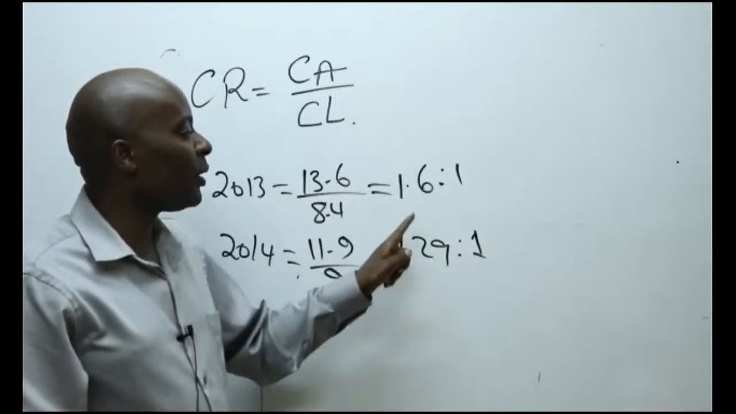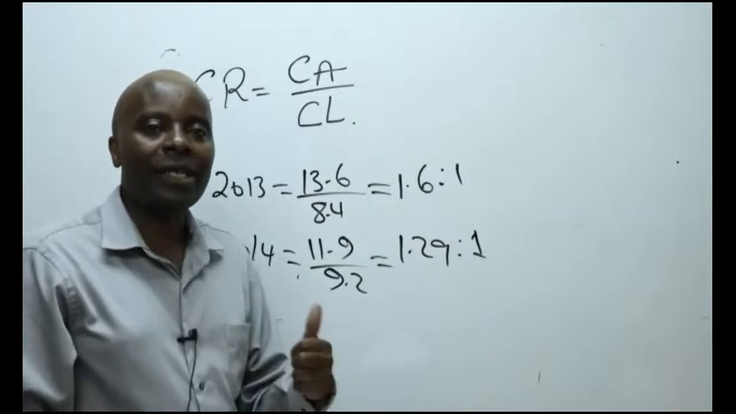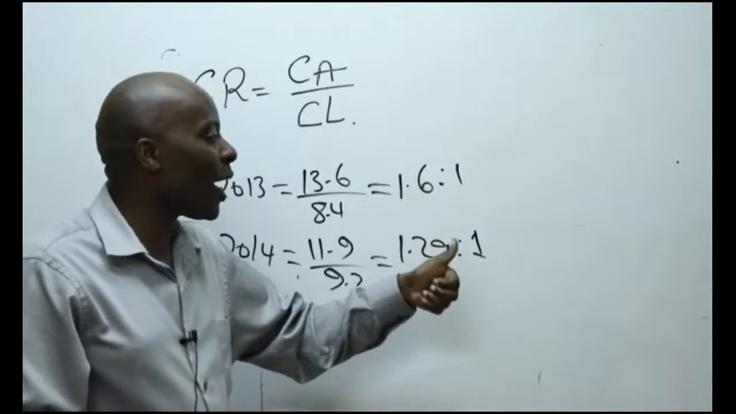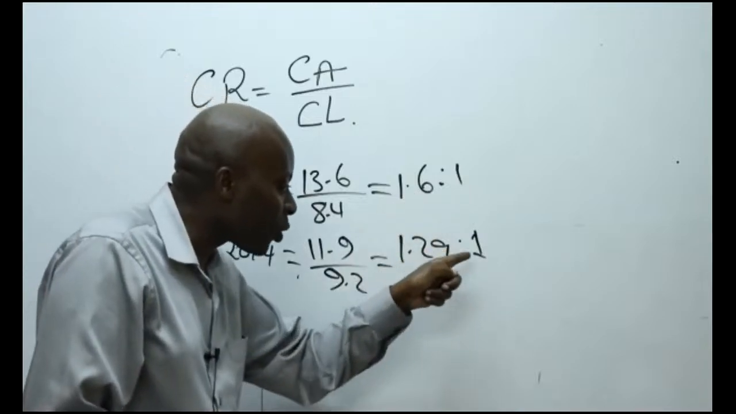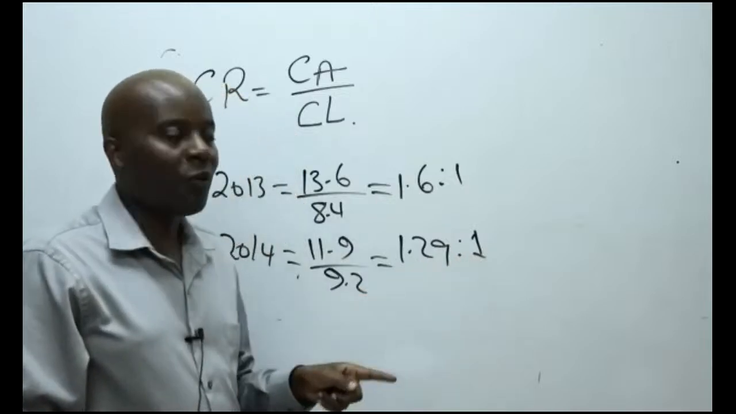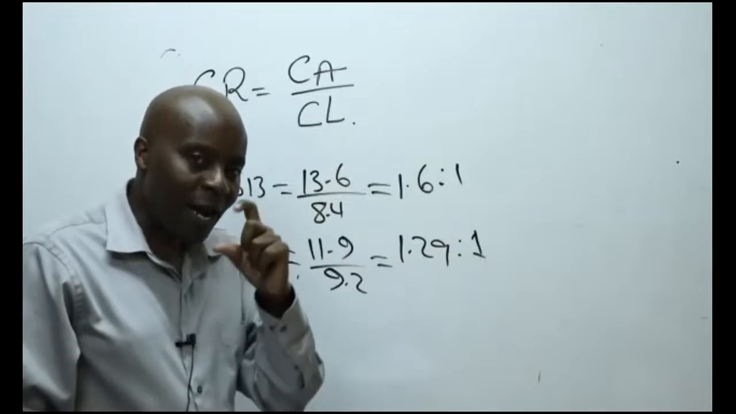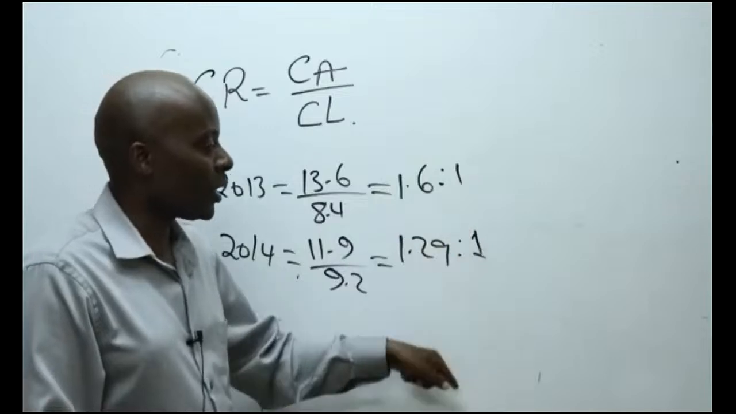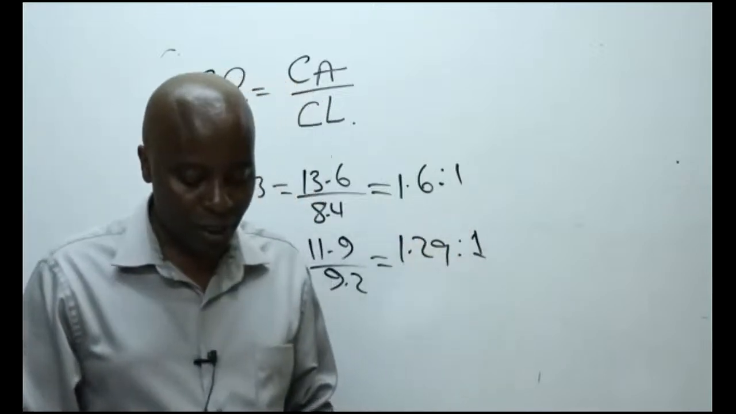Now, ladies and gentlemen, the moment I have this, I should be able to do a commentary and tell the examiner whether we are improving. Like here, liquidity-wise, we are not improving. We are actually coming very close to 1. So if we are not very careful, we'll run out of funds to pay our short-term obligations. So again, here we are saying that our performance is very, very poor.